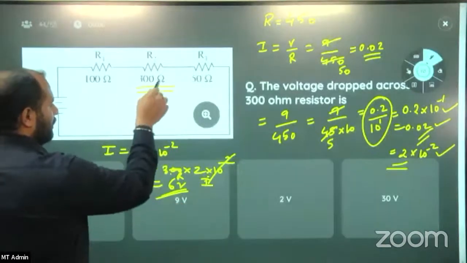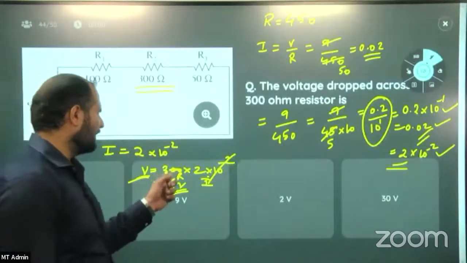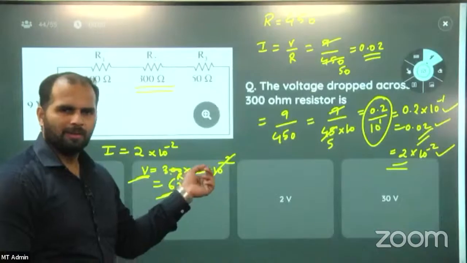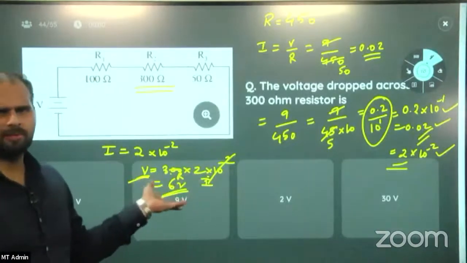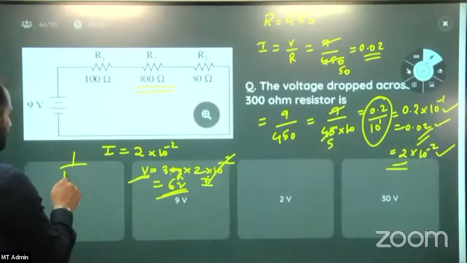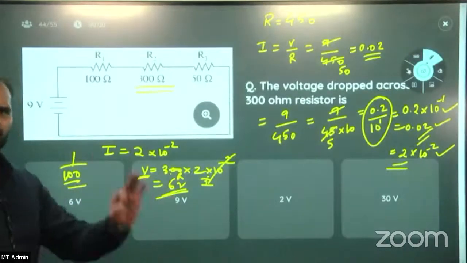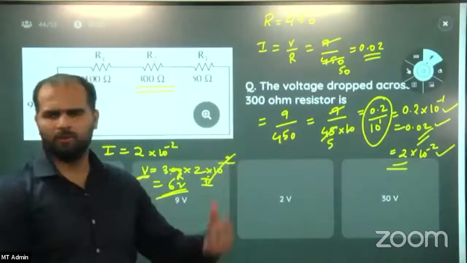Resistance is 300, current is 2 into 10 to the power minus 2. So 300 into 2 is 600. 600 into 10 to the power minus 2 is again 6 only, na? So basically 10 to the power minus 2 is what? It is 1 upon 100. Okay, so this 1 upon 100 means what? 300 upon 100, that is nothing but 3. Na? 3 into 2 is your 6.